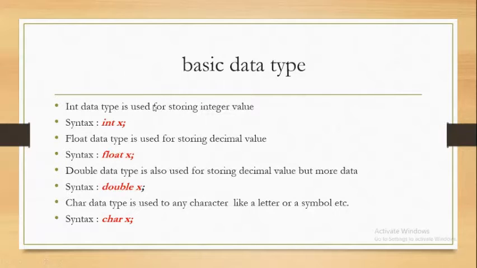So the format to declare a variable is: first write the name of the type of the variable, be it int, float, double, char, etc. Next comes the name of the variable, written without any embedded spaces, and end the statement with a semicolon.